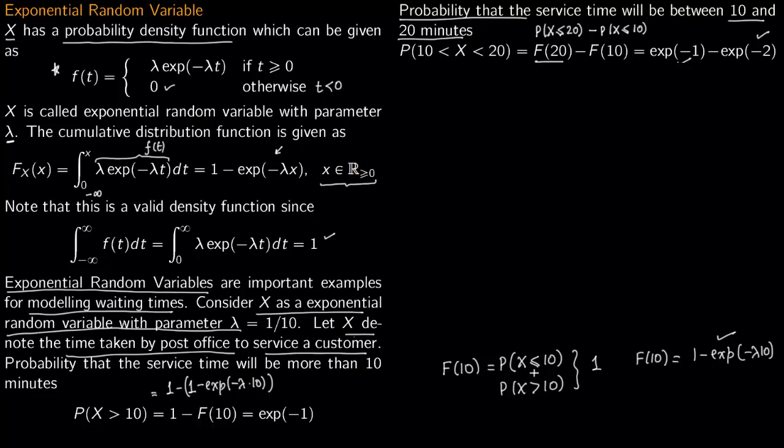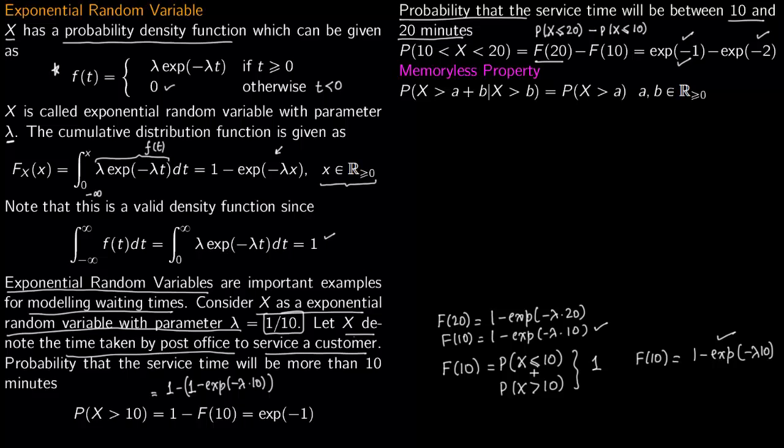So yeah, you can plug it in and see, or let us write this down. So f of 20 would be 1 minus exponential of minus lambda times 20, and f of 10 is 1 minus exponential of minus lambda times 10. So f of 20 minus f of 10, now you can see 1 and 1 cancels out, and take lambda as 1 by 10, which is given to us. Plug it in. So this becomes exponential of minus 1. This becomes exponential of minus 2.